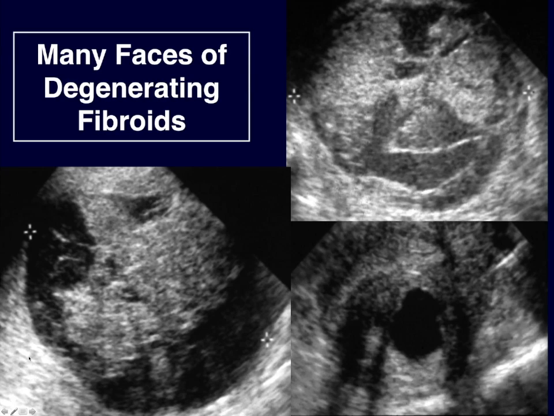This one, on the other hand, I think is more difficult to diagnose because the edges are not thick. And so you might think this is adnexal rather than a fibroid. But in fact, this was proven to be a degenerating fibroid.